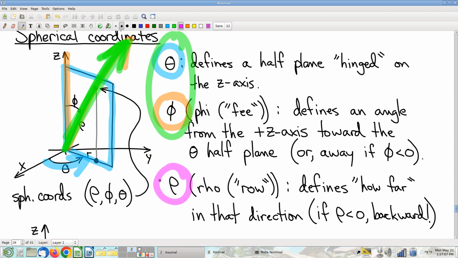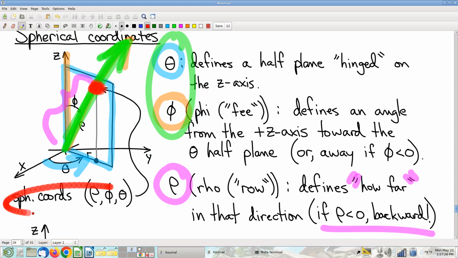So rho says again how far, and again in quotes because it's not a distance, it's a coordinate, and so it goes in the opposite direction if rho is negative, but it says in some sense how far to go, and thus with the direction having already been decided, that gets you then to a point. So that point there has spherical coordinates rho, phi, and theta.